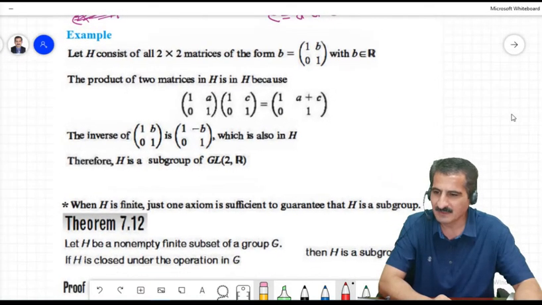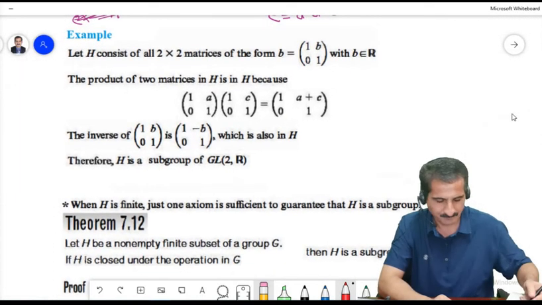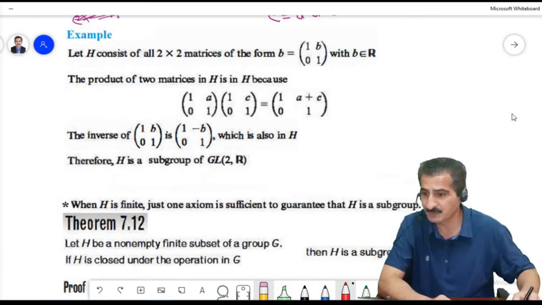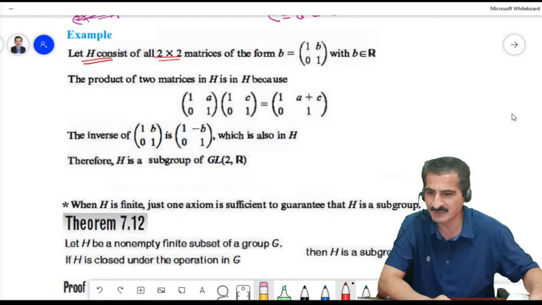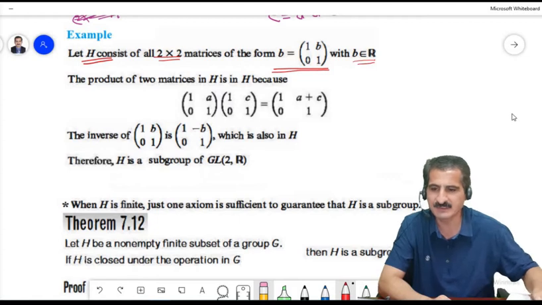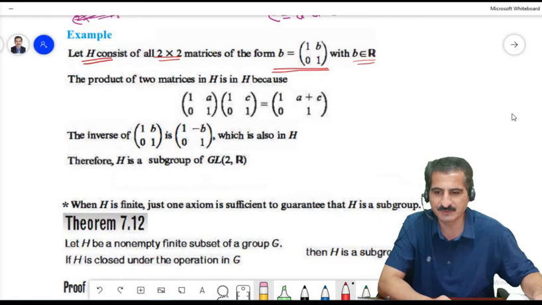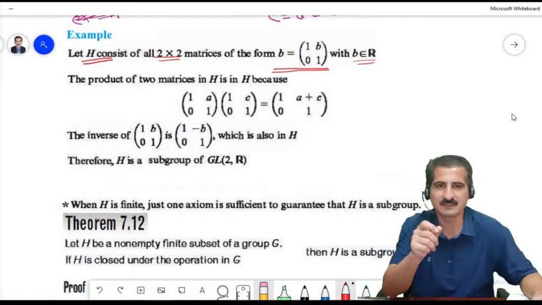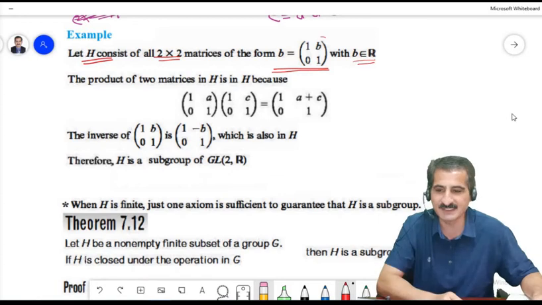Okay, so let's see an example. In this example, we have a subset which we want to prove is a subgroup. This is H, which consists of all 2 by 2 matrices of this form, where b is in R. So it is [1 b; 0 1]. So all the elements are fixed except the element in here, which can be any real number. Okay.